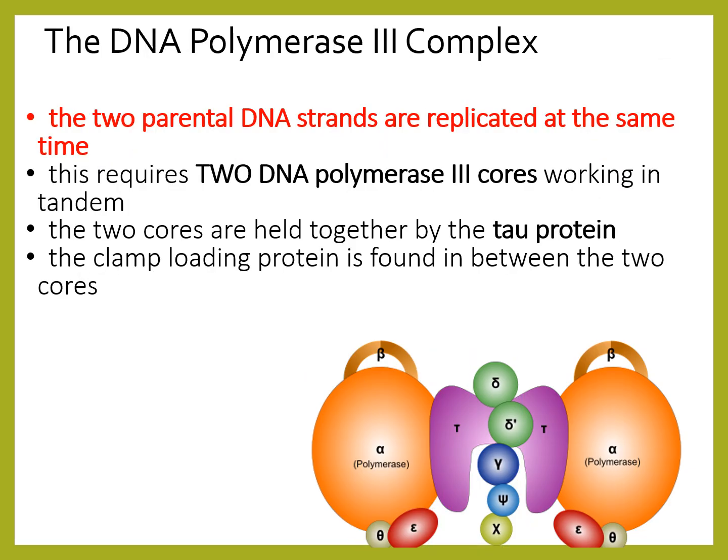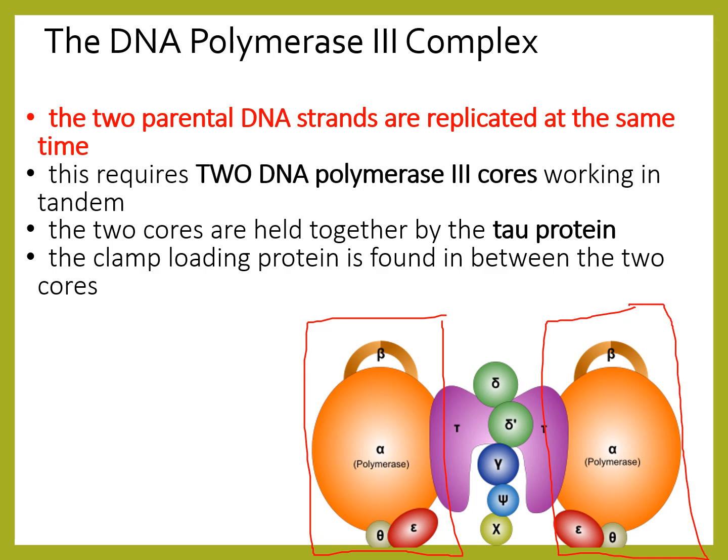The last thing I want to tell you about is this purple subunit called tau. And you can see it is sort of dual-sided. And if you can see in this diagram, it is actually linking two DNA polymerase III complexes to one another. And that's what I want to emphasize in this slide. It's two DNA polymerase III complexes that coordinate with each other, and they replicate both DNA templates at the same time.